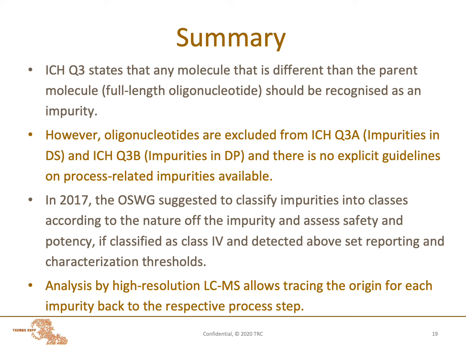And in 2017, the Oligonucleotide Safety Working Group suggested a classification of impurities into classes according to the nature of the impurity, and assess safety and potency only if classified as class 4, and of course detected above set reporting and characterization thresholds. And the analysis by high-resolution ion pairing LCMS allows the tracing of the origin for each impurity back to the respective process step, which then can be optimized.